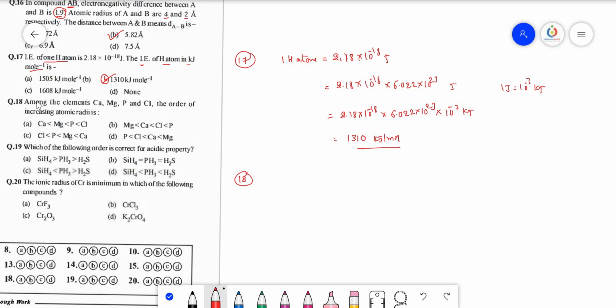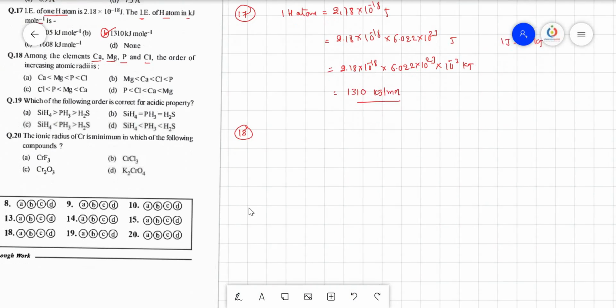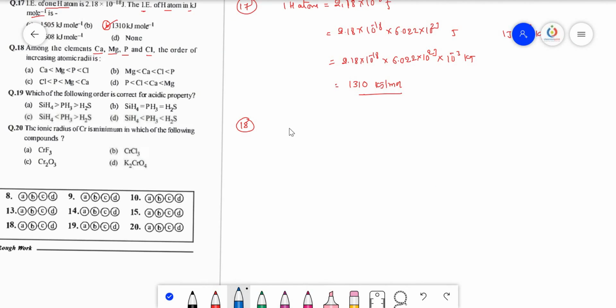Next, the 18th question is: among the elements calcium, magnesium, phosphorus, chlorine, the order of increasing atomic radii is? So the concept here is that generally atomic size decreases along the period and atomic size increases down the group.